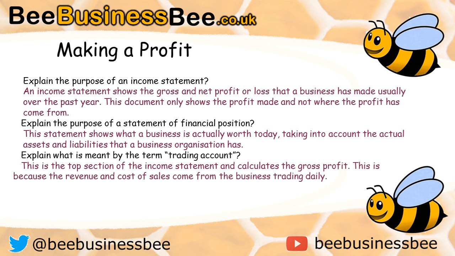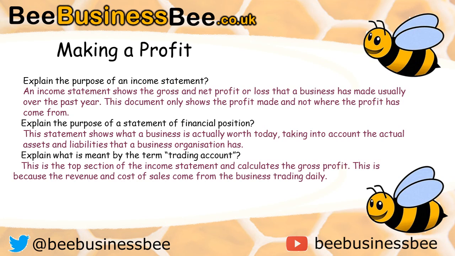Well, an income statement shows the gross and net profit of a business, and it shows what it's typically made over the past year. This document, though, the income statement, only shows the profit made, and it doesn't show you where it came from. So remember, if you sell off your assets to make a profit, it won't tell you that, it just tells you how much profit you made.